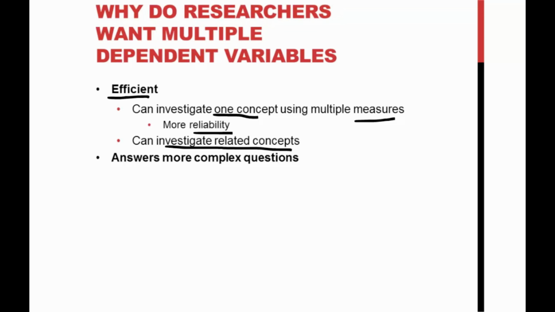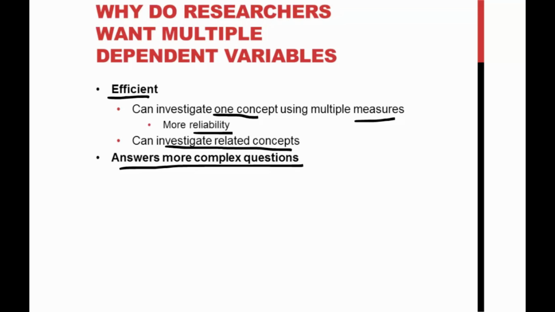Another reason researchers like to have multiple dependent variables is because it answers more complex questions. Very rarely do researchers have one simple, straightforward research question. We tend to ask questions like, what is the effect of multiple cultural experiences when it comes to the expression of different post-traumatic stress disorders?